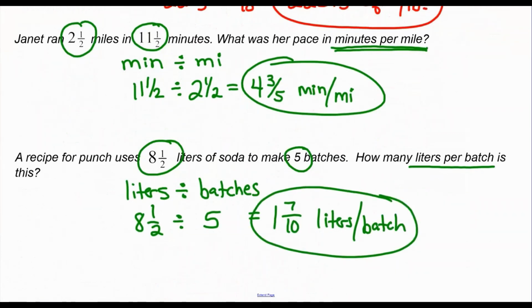So finding unit rates the same way we did in our last lesson, but now we've got fractions and mixed numbers that create a complex fraction. And again, simplifying complex fractions, we're going to use division to do that.